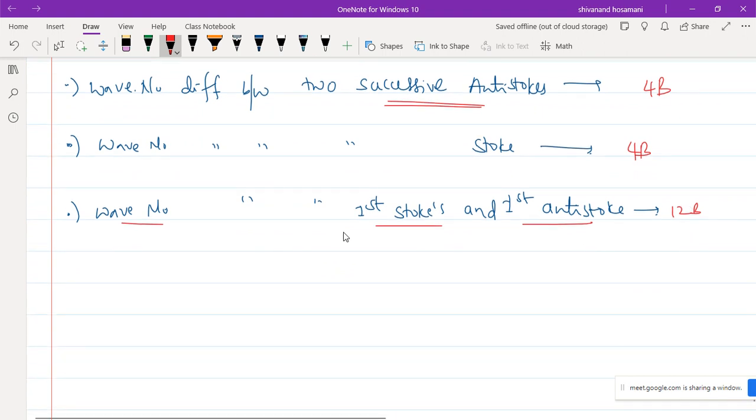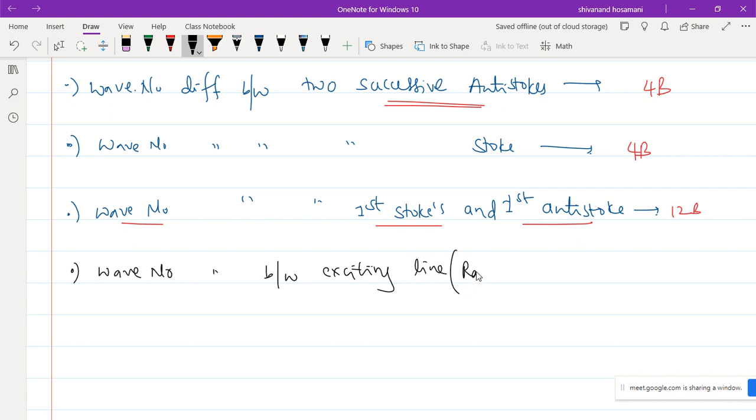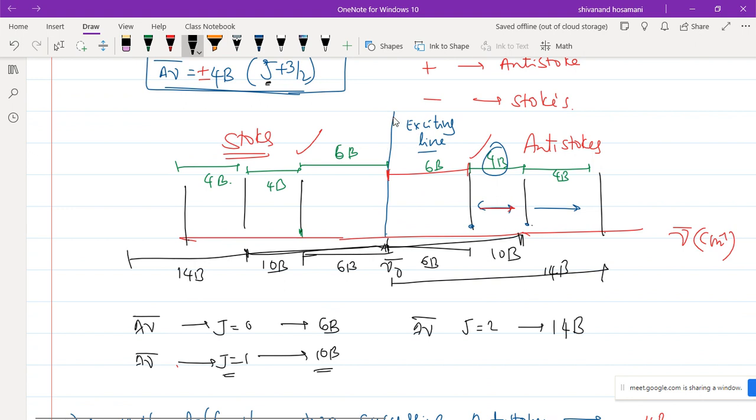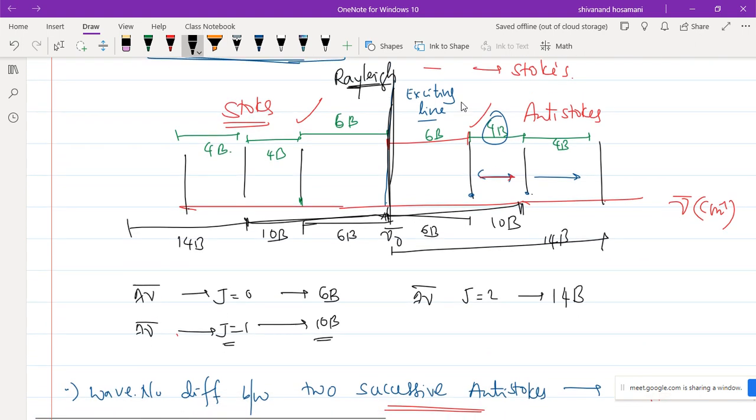12b. What is the wave number difference between the exciting line to Stoke or anti-Stoke? Wave number difference between the exciting line, or Rayleigh line as we call it, to first Stoke or first anti-Stoke. How much is that? 6b. Now is that clear? Rayleigh line, the central line, we call it the Rayleigh line. Now can you tell me the intensity ratio of first Stoke to first anti-Stoke?